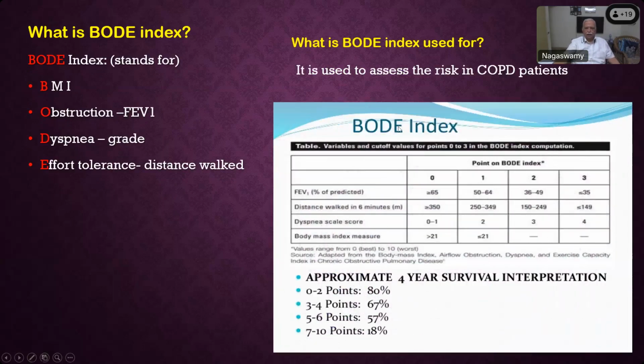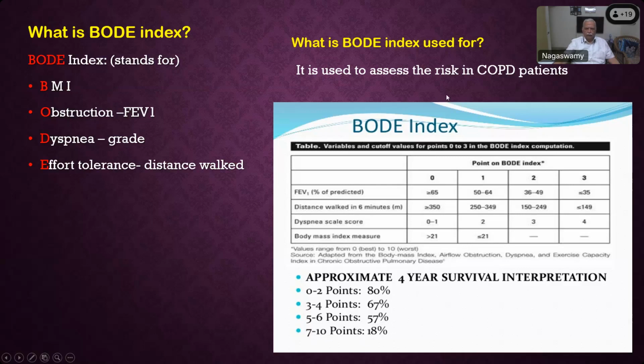There are 4 things: FEV1 predicted, distance walked in 6 minutes, dyspnea scale score, and body mass index measurement. You have points 0, 1, 2, 3, with an approximate 4-year survival interpretation. If the patient has 0 to 2 points, 80% of patients will survive for more than 4 years. 3 to 4 points, 67%. 5 to 6 points; if you get more points, you are going to live less. 7 to 10 points, 18% chance of 4-year survival.